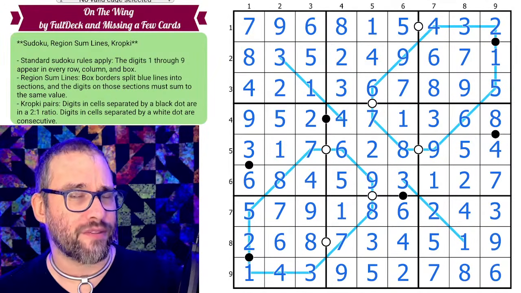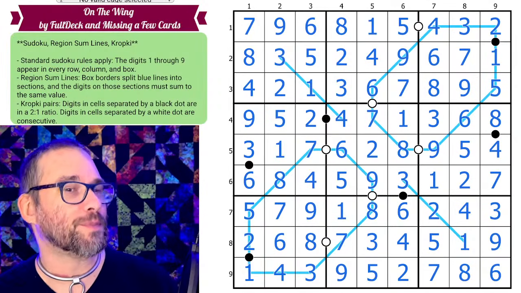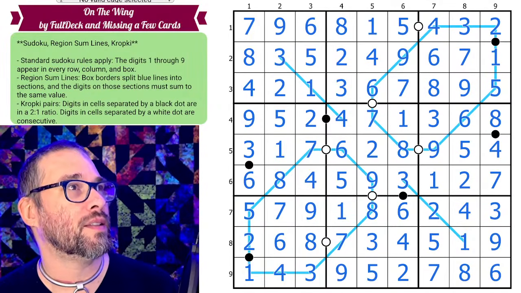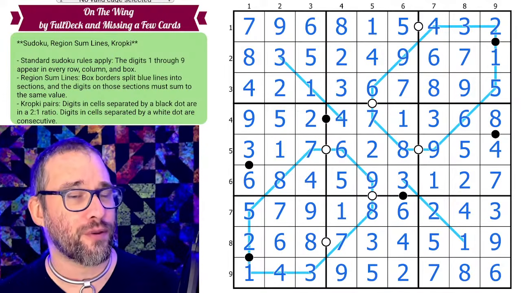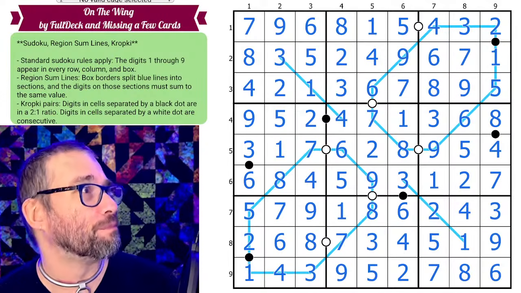James asked me how I'm feeling. I am up for another puzzle. Hey there, Chinstrap.